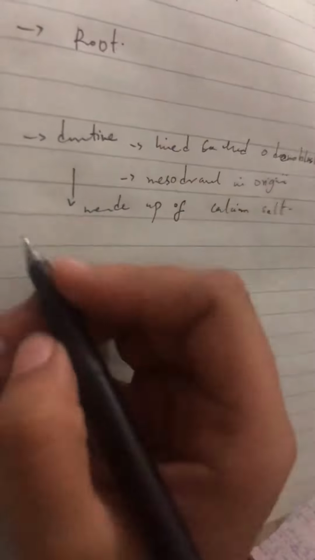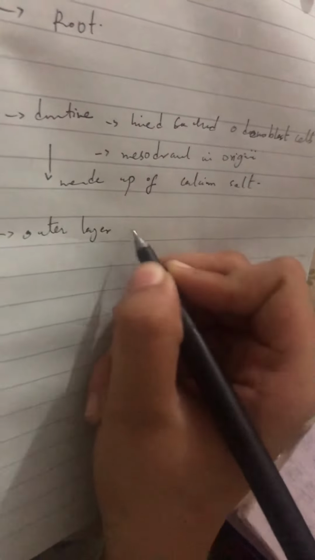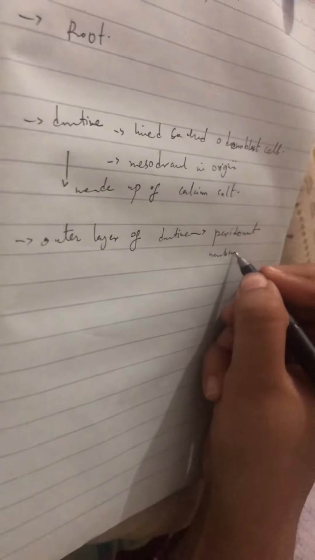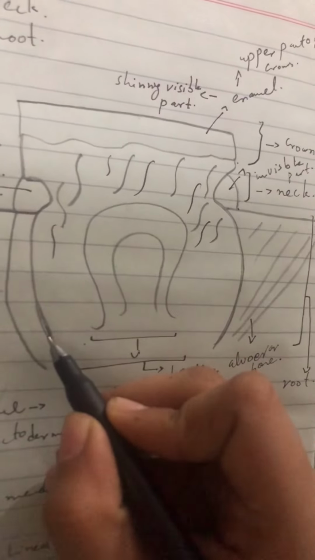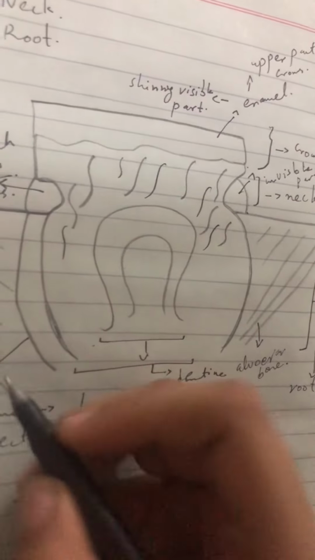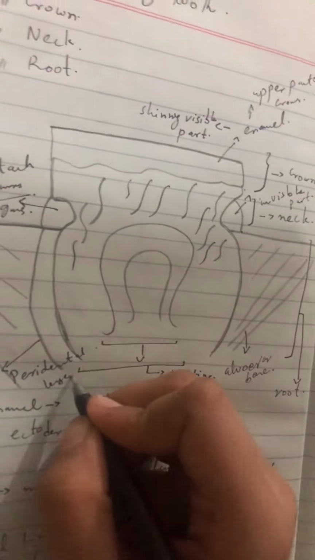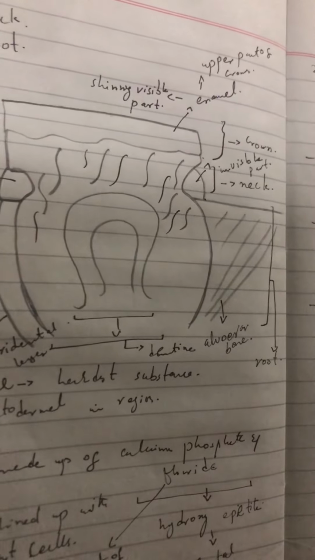After that here I will write outer layer of dentine called the periodontal membrane. Periodontal membrane. Here you will see this is the periodontal layer. This is the outer layer of the dentine called the periodontal layer.